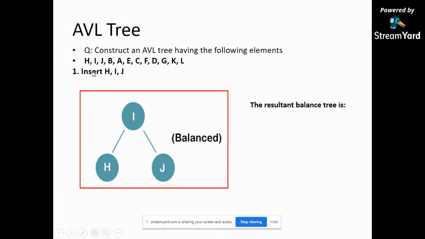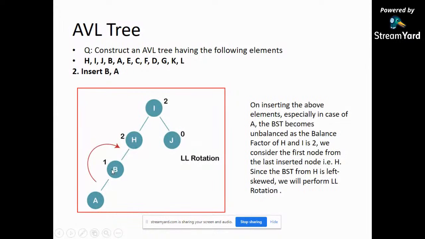Now next we have to insert B. So B is less than I, B is less than H. So we'll insert B here at the left. Here you can see we have inserted B. Now while inserting B, again we have to calculate the balance factor. So balance factor of B is 0, balance factor of H is 1, balance factor of I is 1, balance factor of J is 0. So all the balance factors are in the range -1, 0 and 1. So there's no problem here.